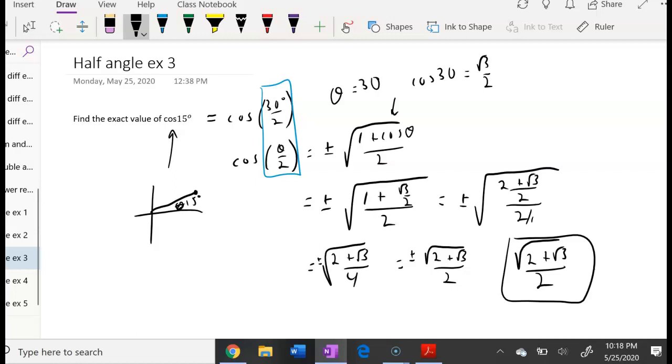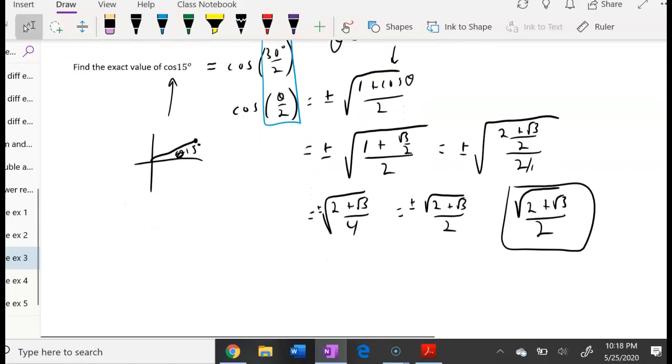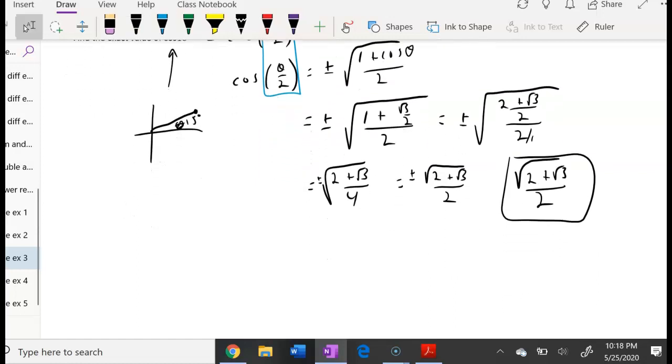Something interesting that I want to share about this is that we've already found this value in the past. The cosine of 45 minus 30 is another way of finding the cosine of 15 degrees.